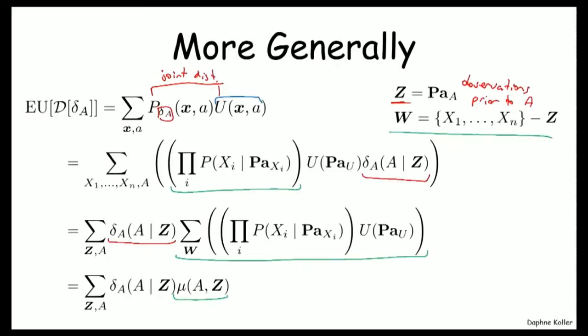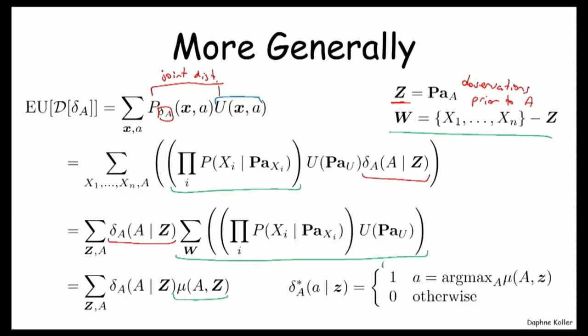And we want to optimize the decision rule so as to maximize the possible summation over here. And once again, the optimal decision rule is just the one that picks for every combination of the parent Z, the action that gives us the maximum entry in this factor. So delta star of A given Z gives us probability 1 to the argmax action for this factor, and any other action is selected with probability 0 in this conditioning case for Z.